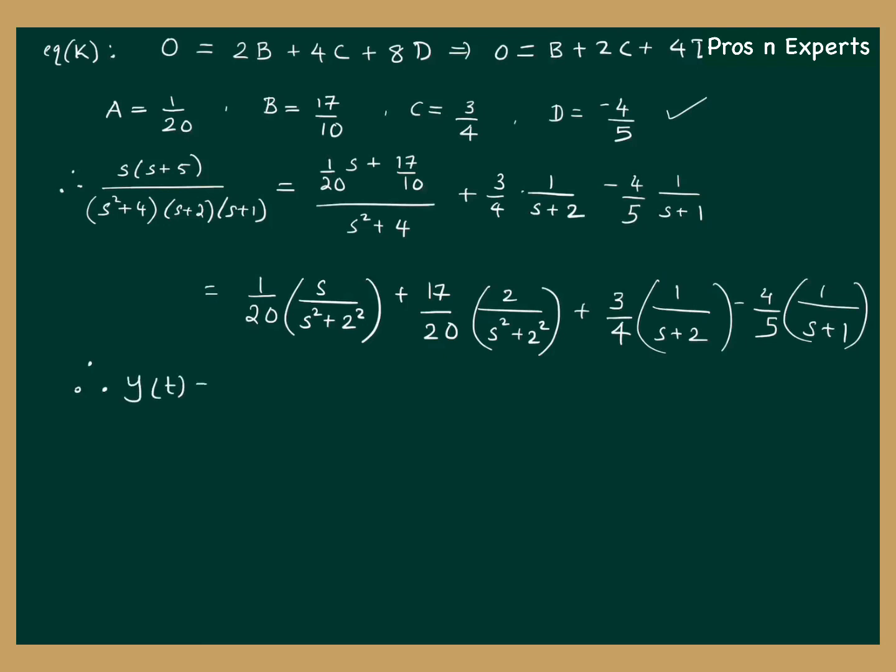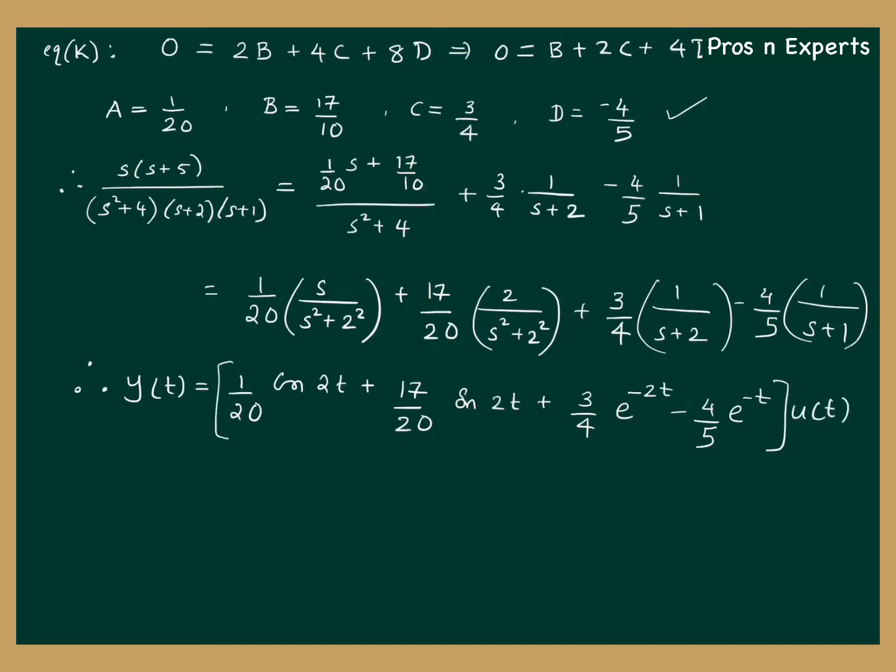Therefore y of t is equal to 1 by 20 into the inverse transform, which I have told you is cos 2t, plus 17 by 20 into the inverse transform of a by s square plus a square, which is sin 2t, plus 3 by 4 into 1 by s plus 2, whose inverse transform will be e raised to minus 2t, minus 4 by 5 into e raised to minus t, the whole into u of t. So this is the final answer of this question.